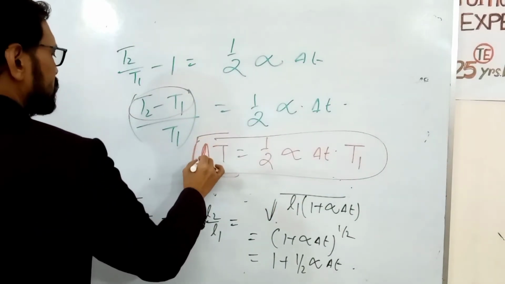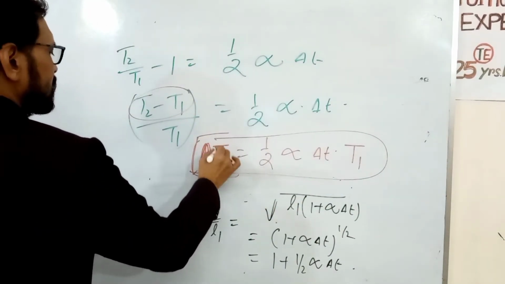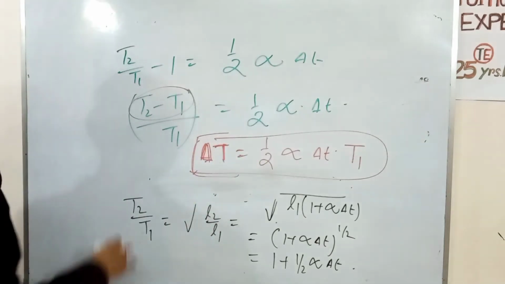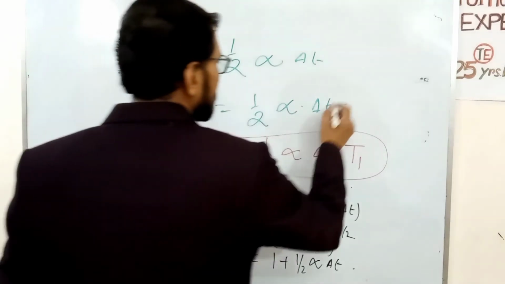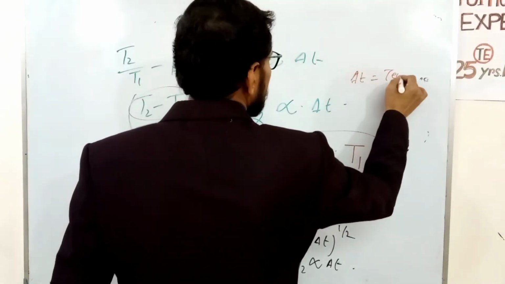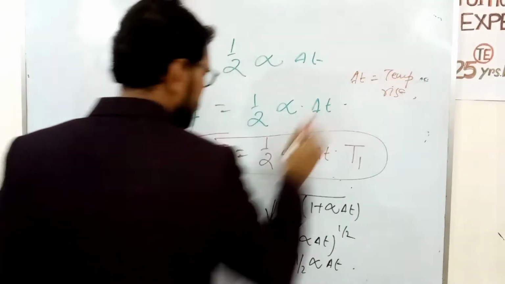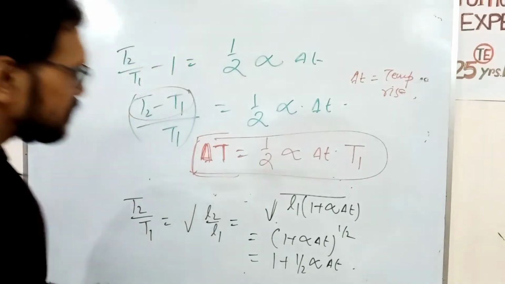From this relation we get the increase of time period, or the percentage increase of time period. What is del T? Del T is the temperature rise. Okay. And the next topic is expansion of liquid.